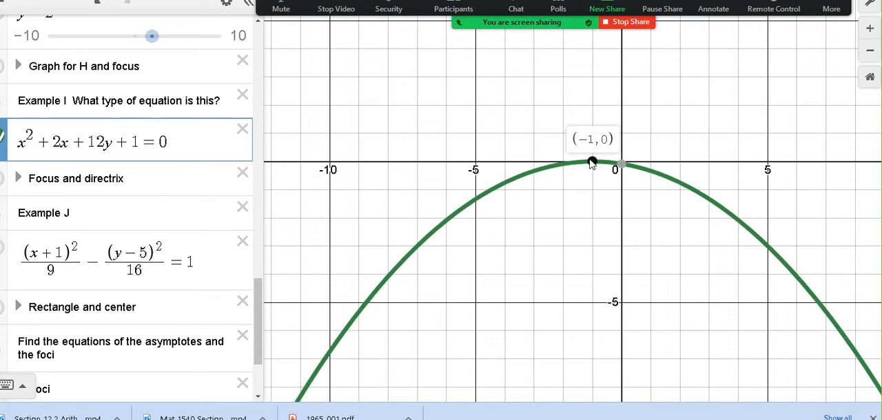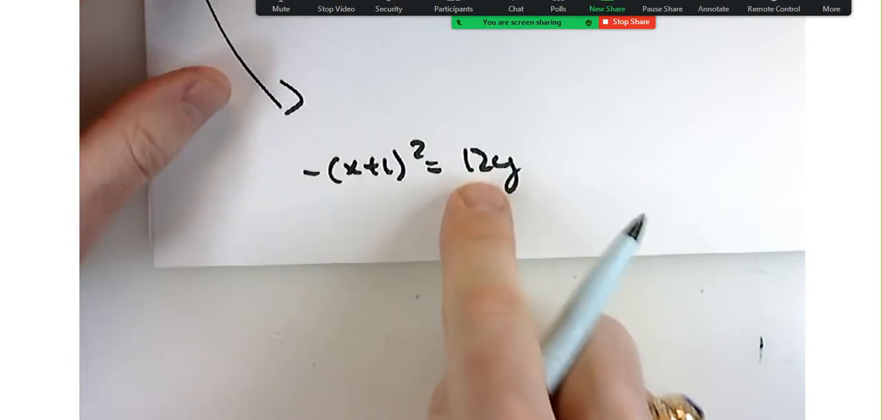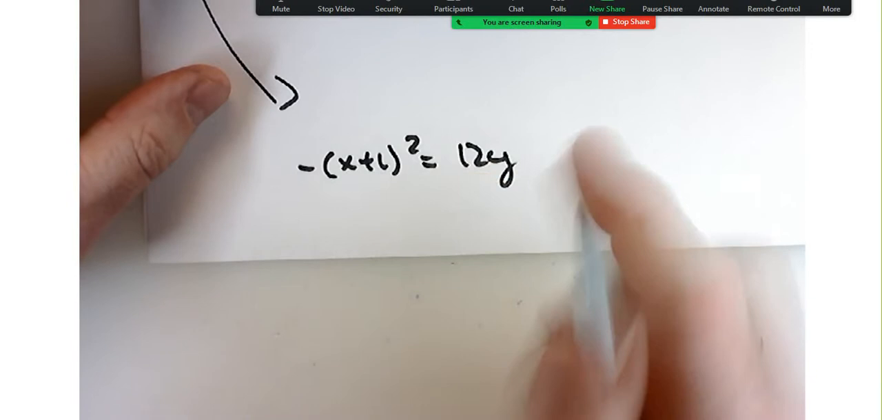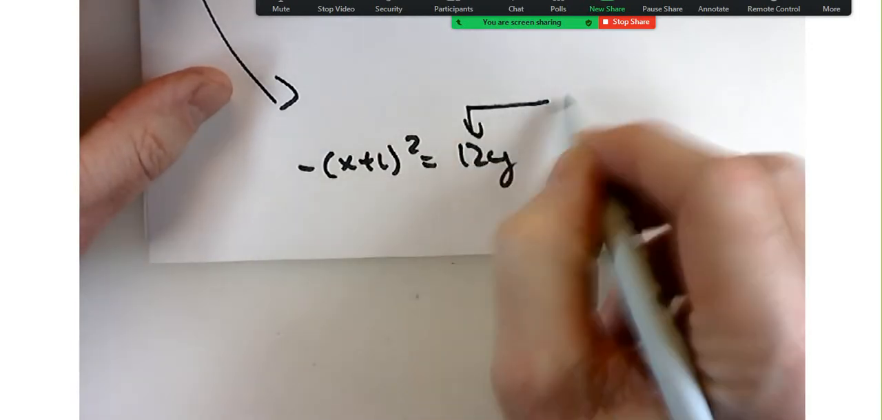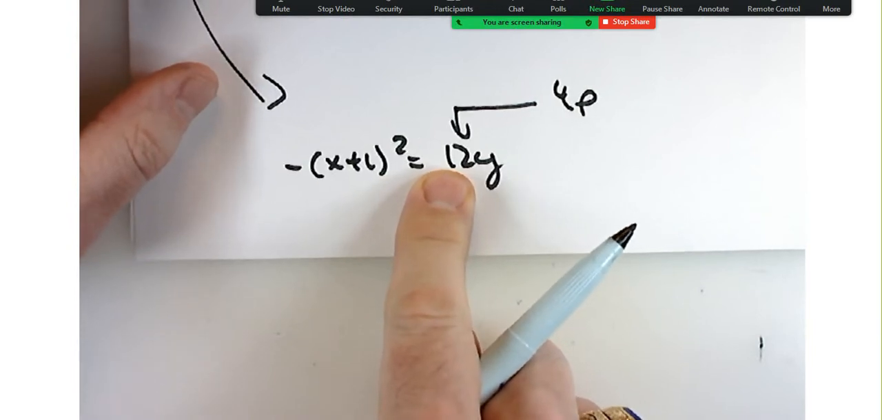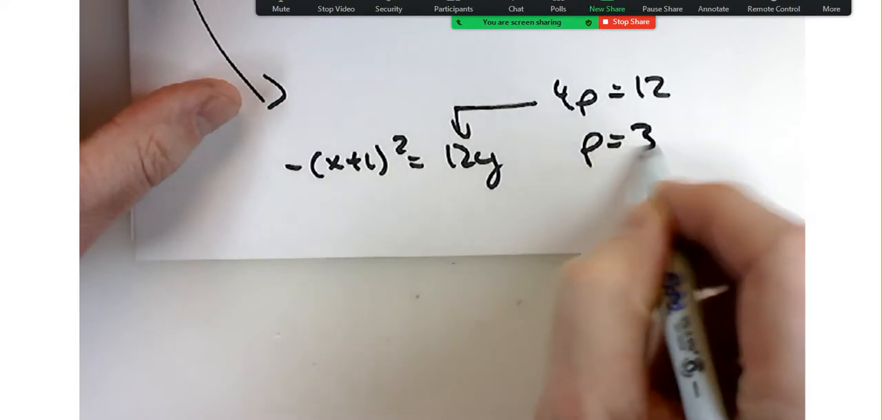There's 2 more things that we need to find. Both of them rely on you finding the value of p. Now, p is the distance between the vertex and the focus. It's also the distance between the vertex and the directrix. But you can find p by setting 4p equal to the coefficient of your non-squared term. Now, technically, there's a negative involved. I'm not going to worry about that. If 4p equals 12, then p equals 3.